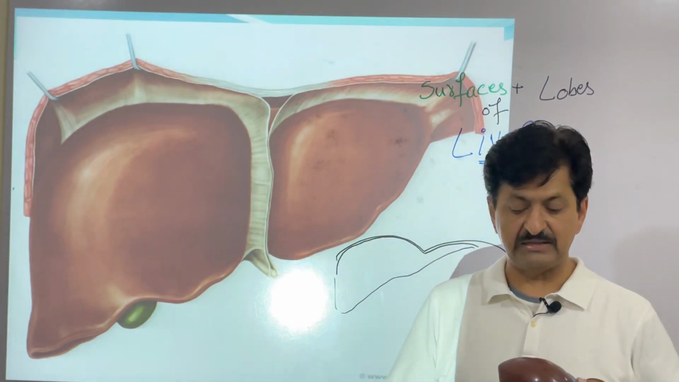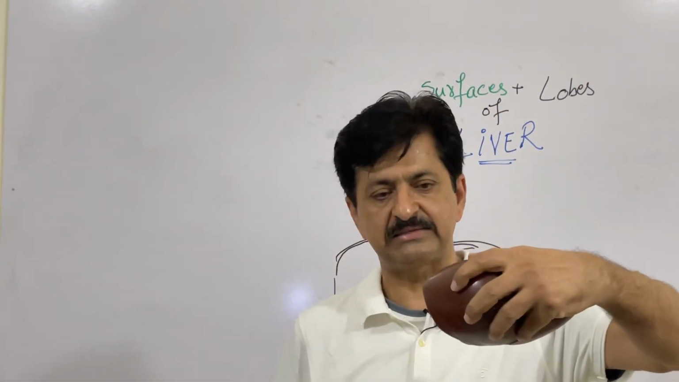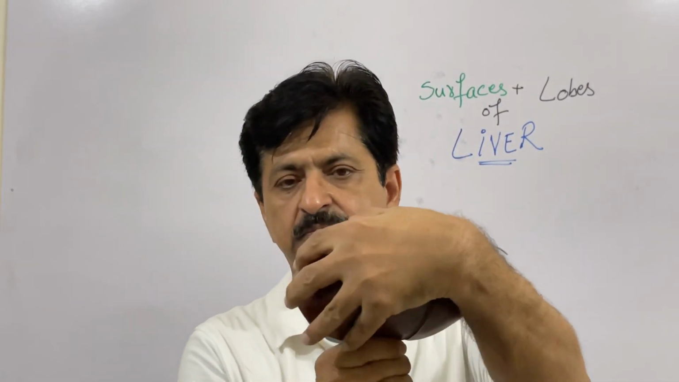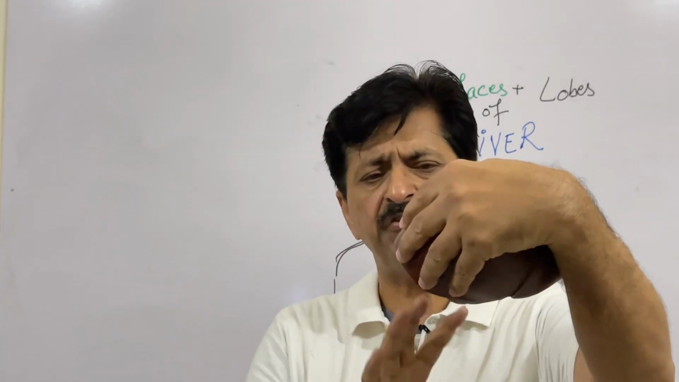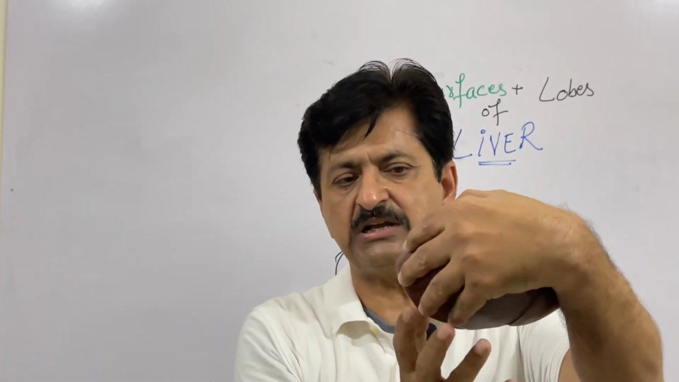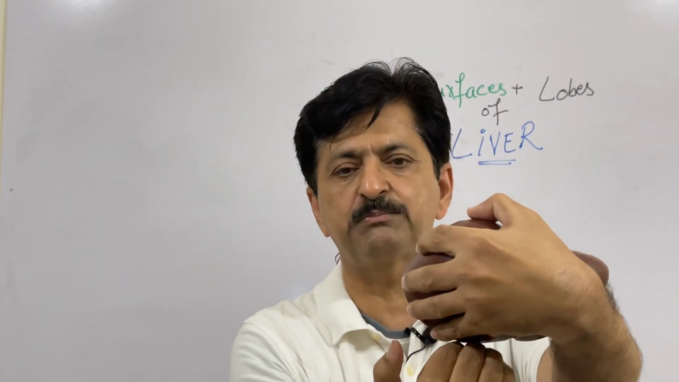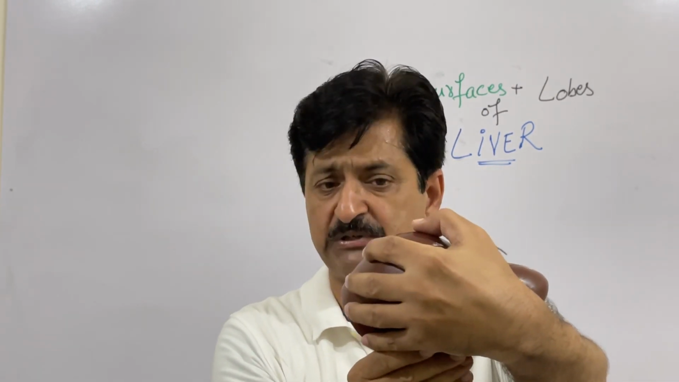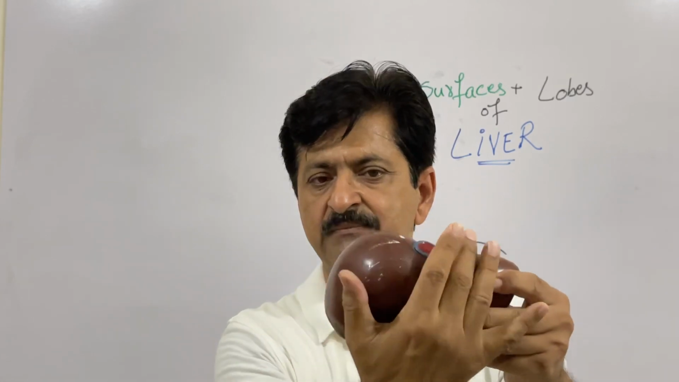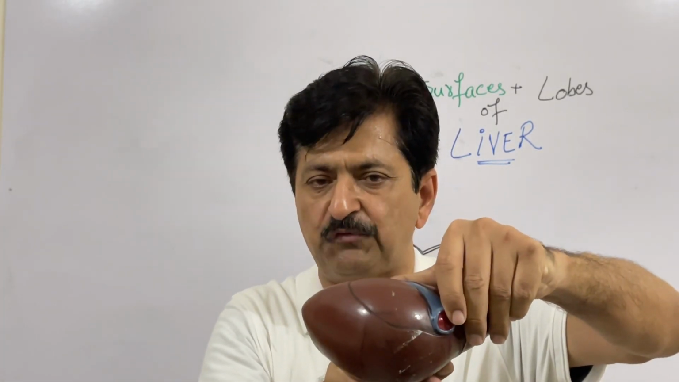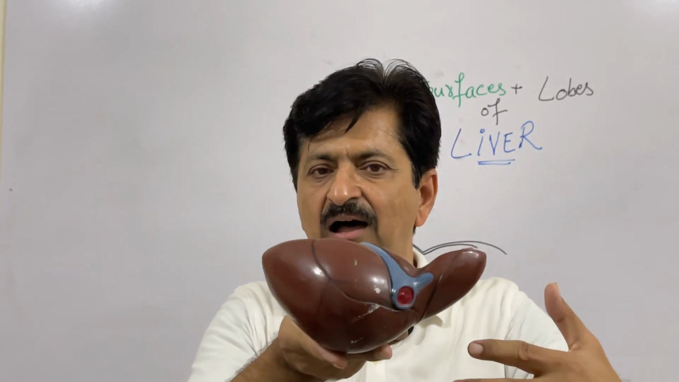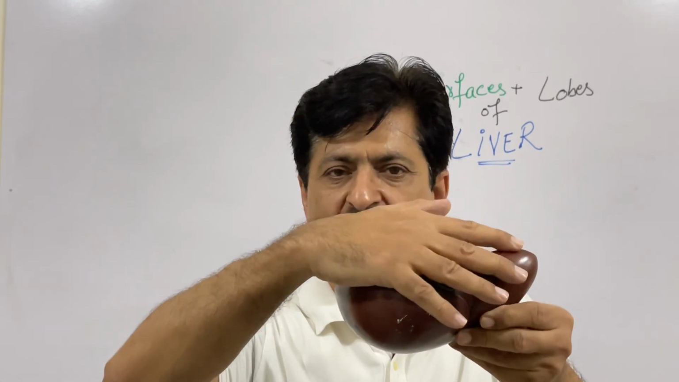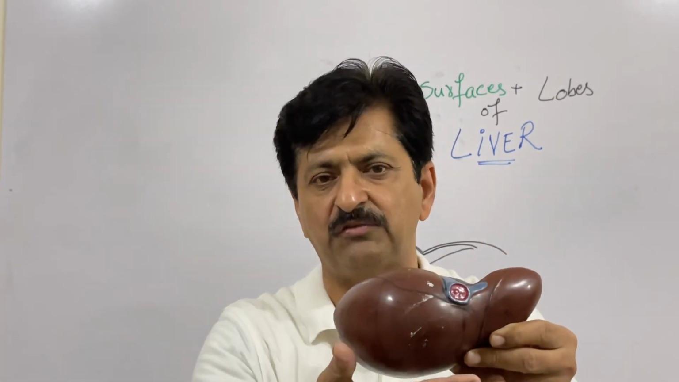Now, if you watch this model, all of this is covered with the diaphragm. Everything is covered with the diaphragm, and that's why you cannot palpate it below the costal margin. So this anterior surface, and even most of the superior surface, are all under the cover of the diaphragm. So better not to call it the anterior surface and the superior surface separately; better call it the diaphragmatic surface.